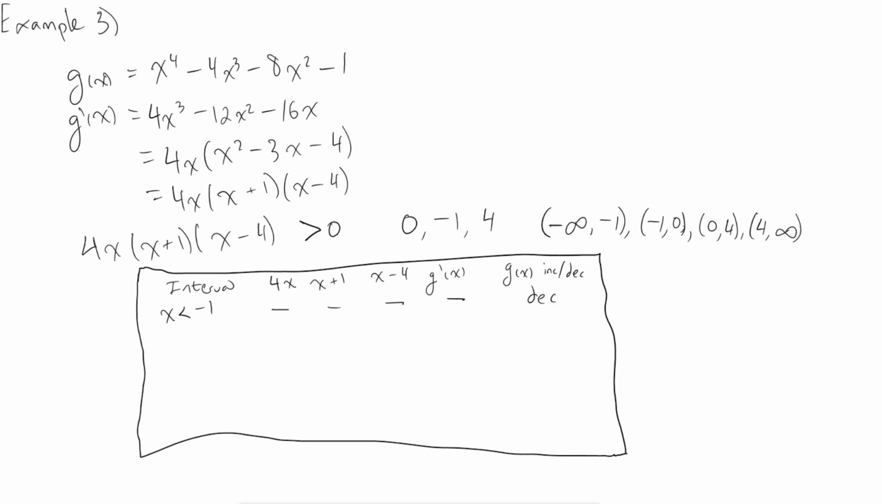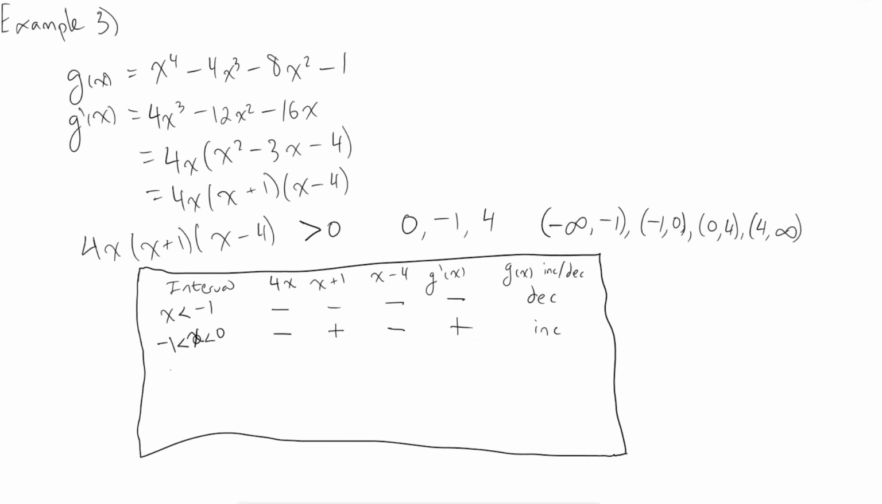Our next interval is negative 1 is less than x, which is less than 0. So once again, it's going to be a negative number. So 4 times that negative number is going to be negative. However, this time, our x is going to be between negative 1 and 0. And so that number, say negative 0.99 plus 1, is going to give me a positive value. However, that number minus 4, we're going to be back down to the negative territory. So now we have a negative times a positive times a negative, which gives us a positive. So my interval is increasing.